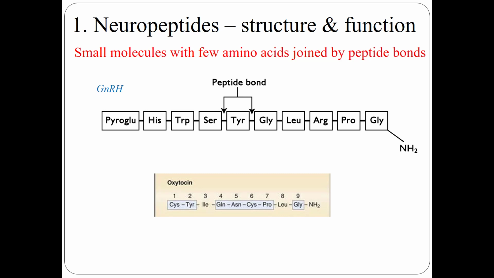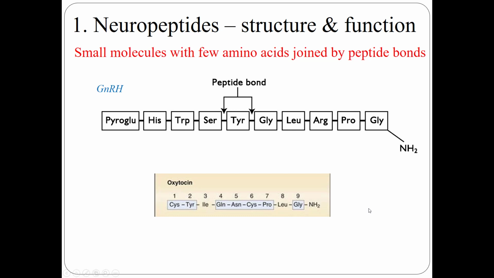But regardless, because they are synthesized in neurons in the hypothalamus, they are small molecules. These hormones are small molecules with just a few amino acids, and so they're joined by peptide bonds. And so GnRH is the first sequence that you see on this slide. So this is the sequence of GnRH. It's really, really tiny. And this is also the sequence of oxytocin down here.